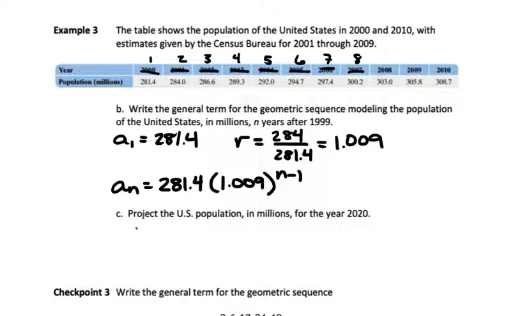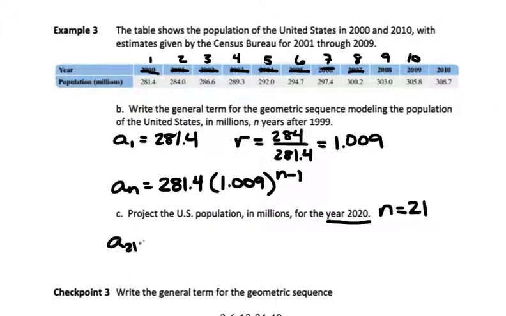Part C says to project the populations in millions for the year 2020. So what I need to do is figure out for this one, the year 2020 means n equals what? Well, it might be tempting to say 20, but if you look at the year here, the n value is one more than the number after the 2000 part. So 2007 is 8, 2008 is 9, 2009 is 10. So 2020 is going to be n equals 21. So that's what I would plug in for n.